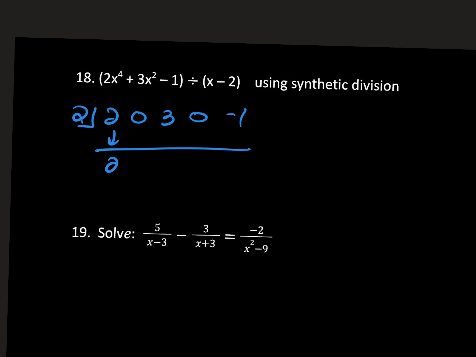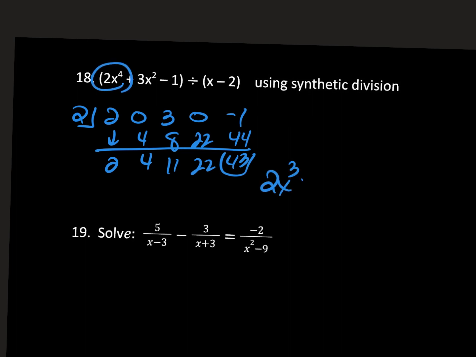Bring the 2 down, multiply, add, multiply, add, multiply, add, multiply. And there's that. Don't forget to write your answer. Because we started with degree 4, our answer is going to begin with degree 3. So we're going 2x cubed plus 4x squared plus 11x plus 22 plus 43 over x minus 2.